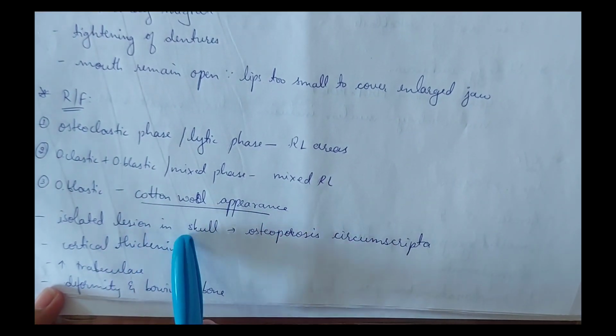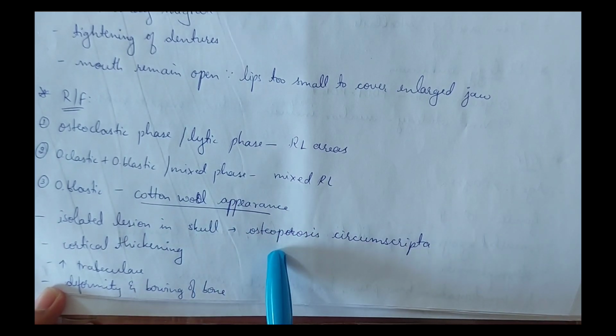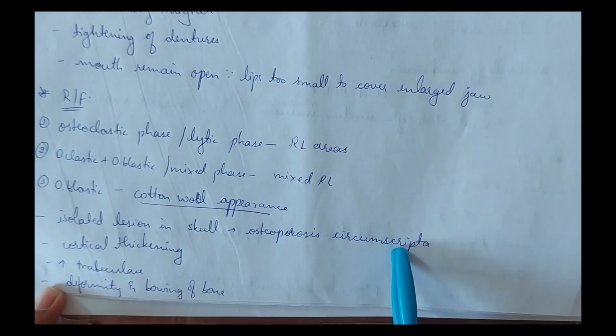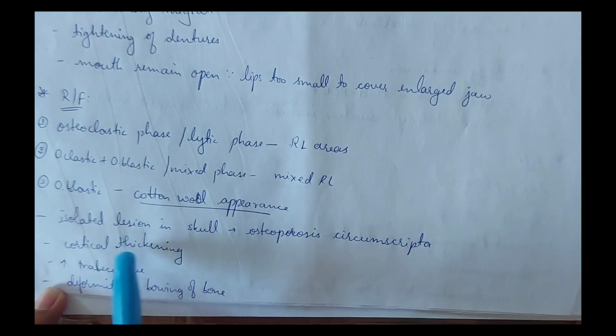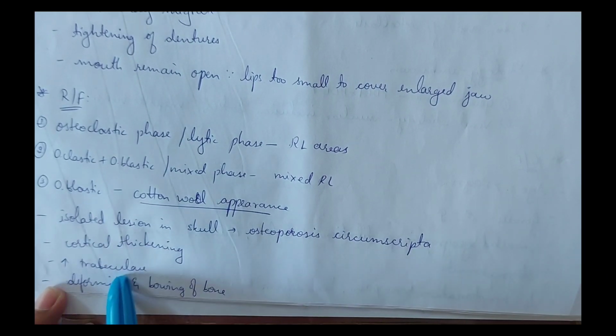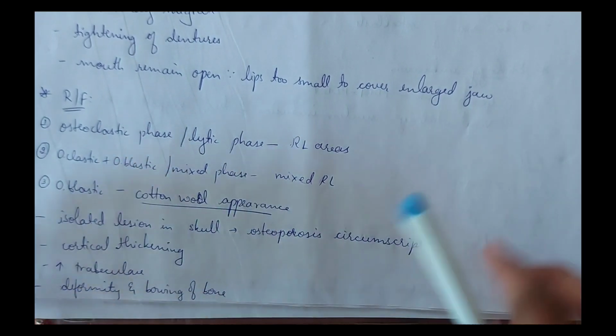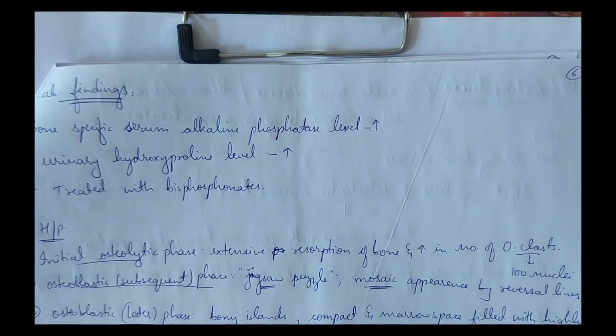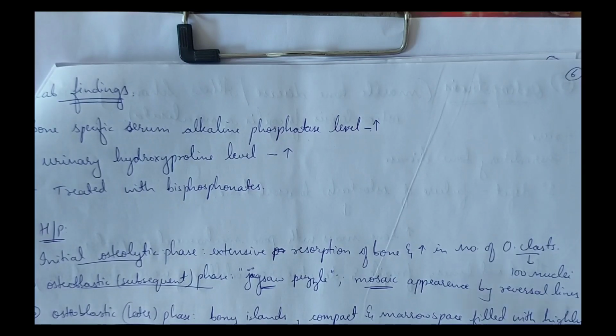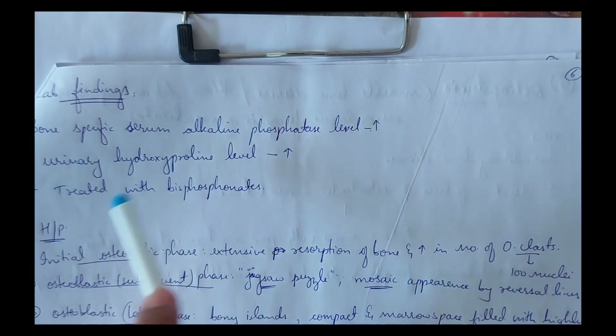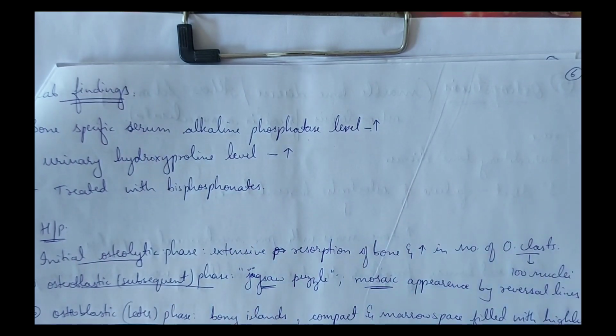An isolated lesion in the skull is called osteoporosis circumscripta. Cortical thickening is seen here, with increased trabeculae and deformity and bowing of the bone. In the lab findings, bone specific serum alkaline phosphatase level is increased, and urine hydroxyproline level is increased. It is treated by bisphosphonates.